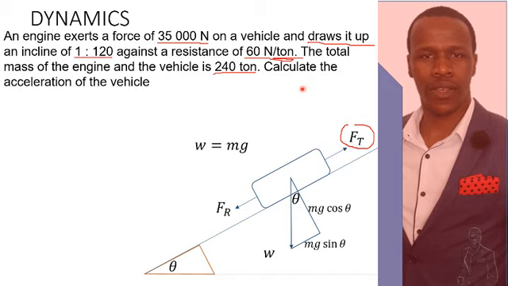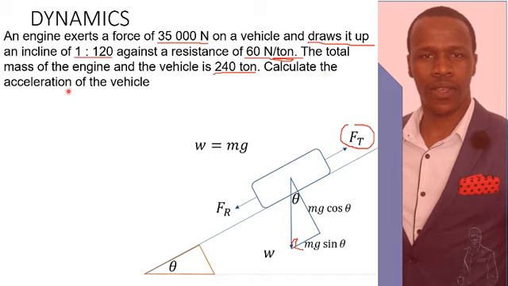Okay, now as we know that mg sine theta will always go in that direction, that means down the slope. Mg sine theta is going there. So what are we going to do with this? First things first, we know that we need to calculate the acceleration.